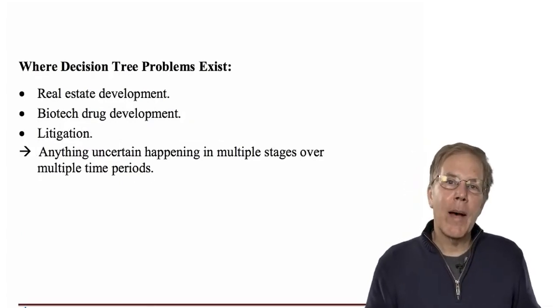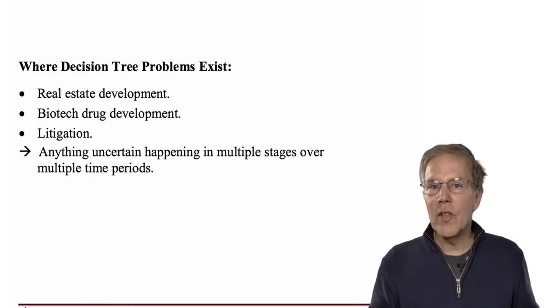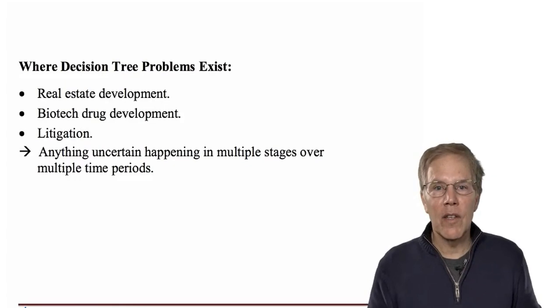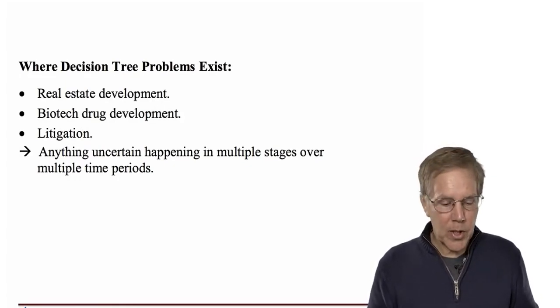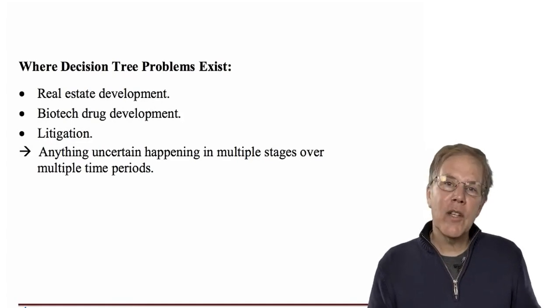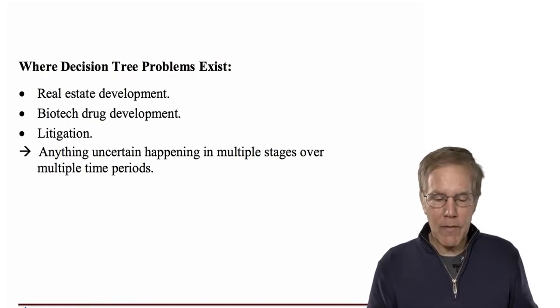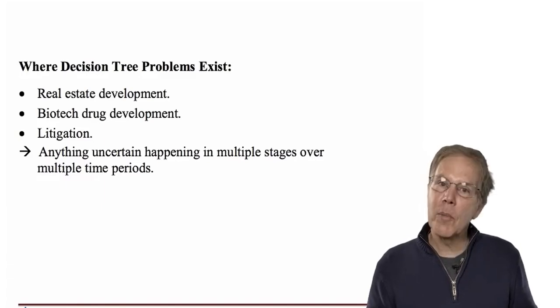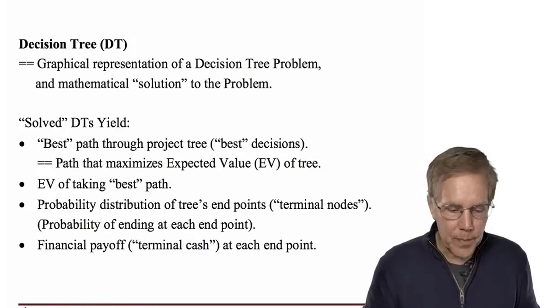Decision tree problems happen throughout finance and other areas of business. For example, real estate development. We're going to look at a real estate development problem shortly. In biotech with drug development, in litigation. In general, they're applicable to any problem where you have uncertain things happening in multiple stages over multiple time periods.